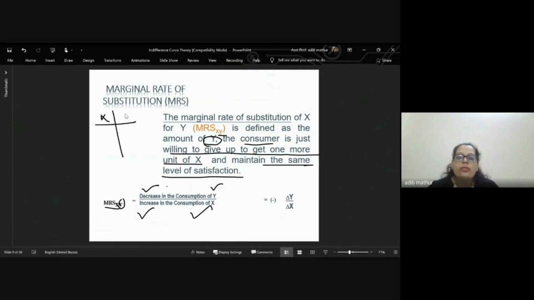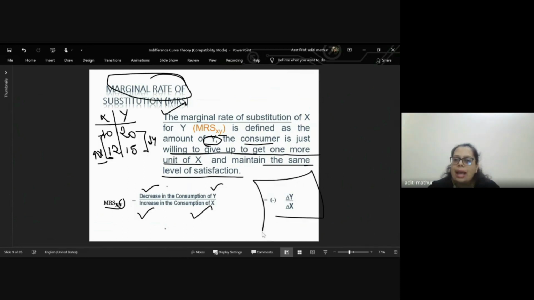Because we know that I need to have a combo of X and Y. If it is 10 and 20, and I have to increase X to 12, then I have to reduce Y to, let's say, 15, right? So this decrease in Y so that I can increase my X is known as your marginal rate of substitution, right? It is represented as minus delta y upon delta x. Delta represents the change, right? So this is your marginal rate of substitution: how many units you are losing of y so that you can gain more of x.